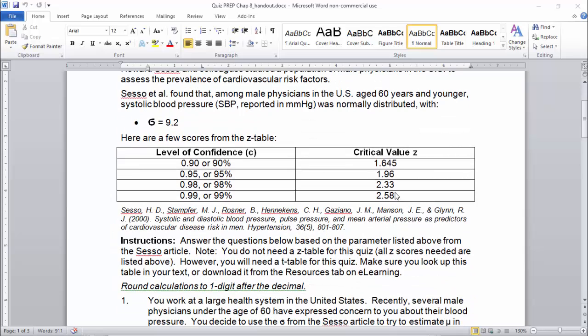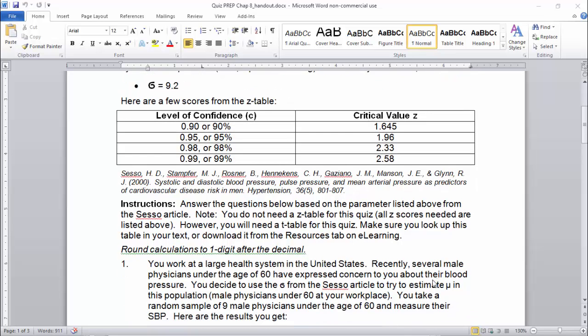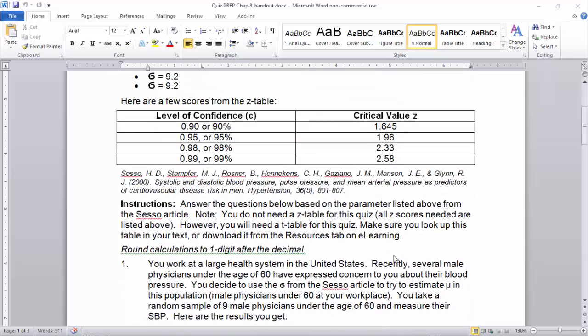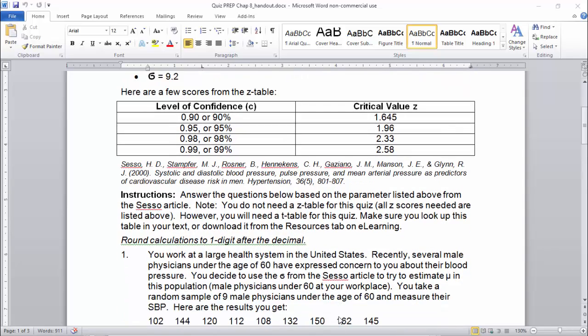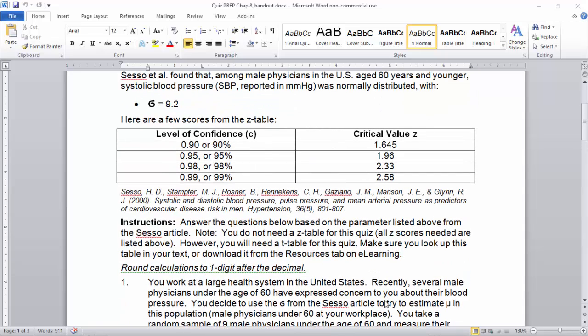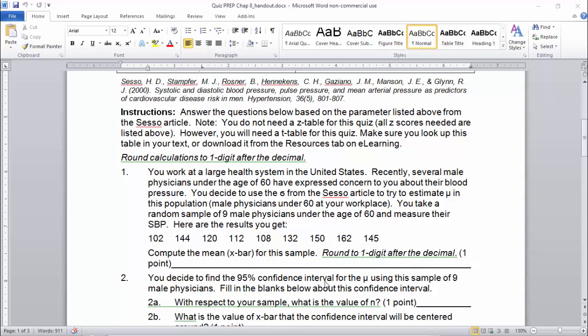Then randomly, here's a bunch of scores from the Z table. Well, I say randomly. You know why, because that's what we've been studying. Here's the instructions. Answer the questions below based on the parameter, see the parameter, listed above from the Sesso article. Note, you do not need a Z table for this quiz because I made this little thing here because I hate dealing with that, as you noticed in chapter 7.